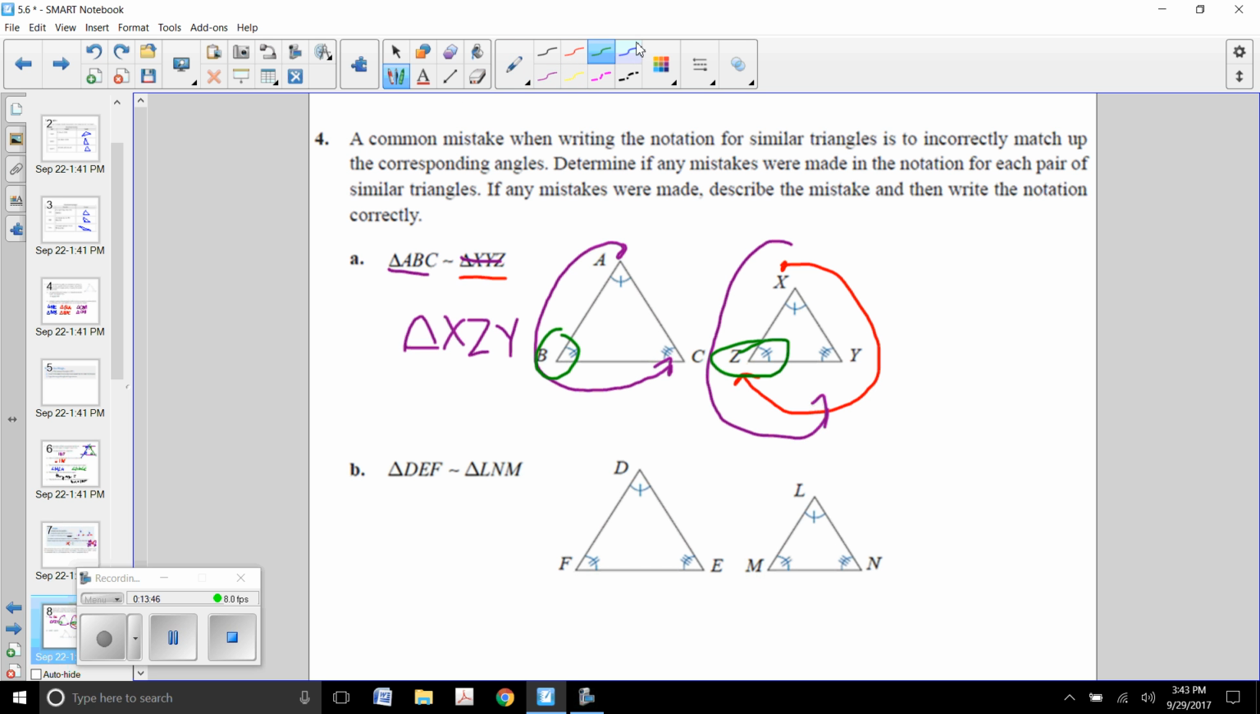So for our second one, we have D, E, F. So this time we're going this way. L, N, M. We do the same pattern. So that one's good. There's no mistakes made for the second one.